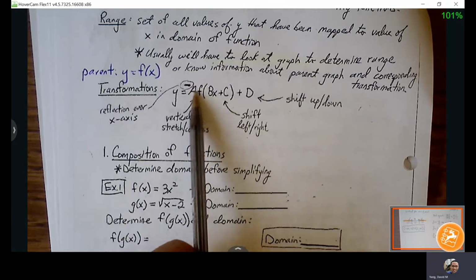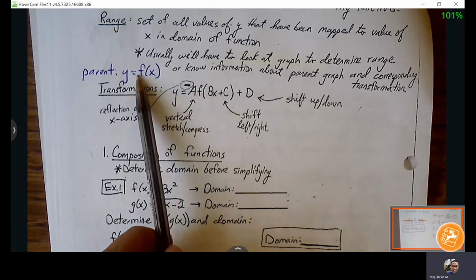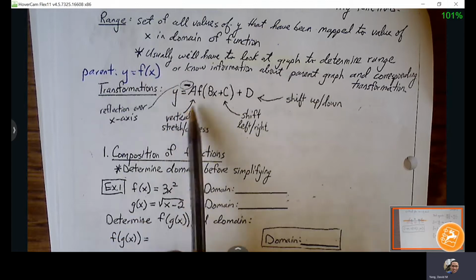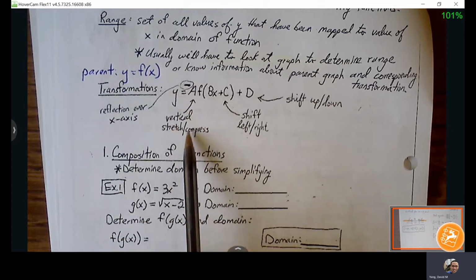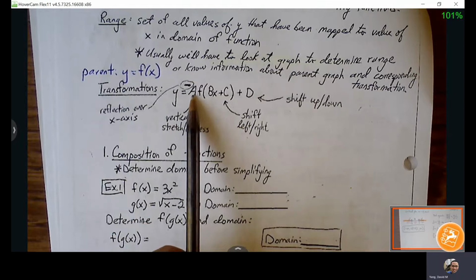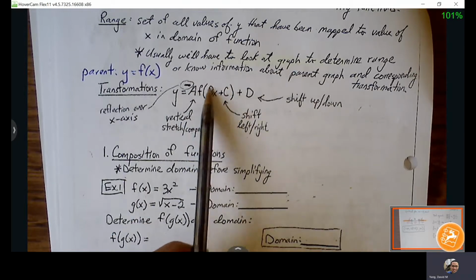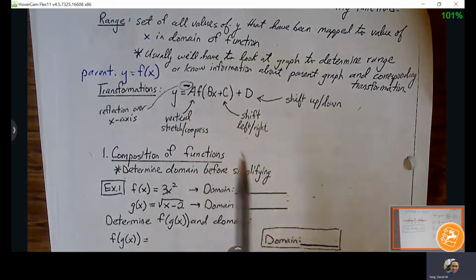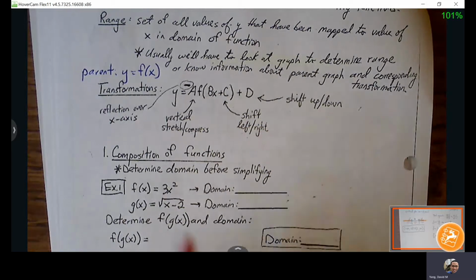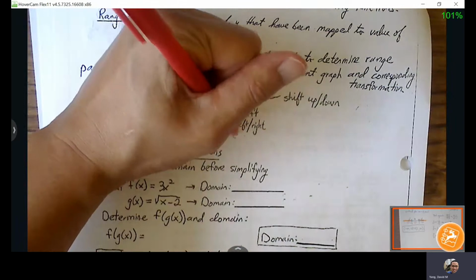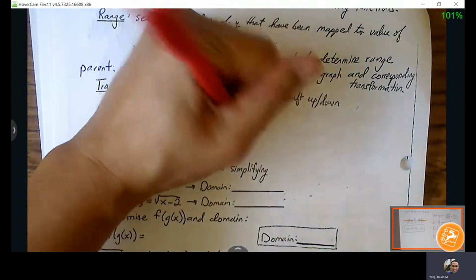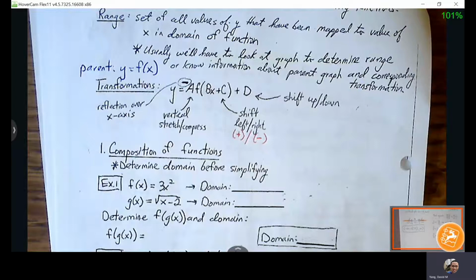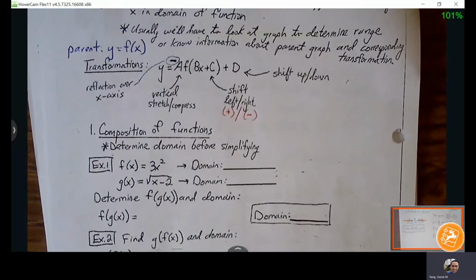Any coefficient that's sticking out in front of the parent function is going to stretch it. It's going to be a vertical stretch or compression, depending on whether that is a value greater than 1 or less than 1. Okay. Anything that is inside the function, well, we're not going to worry about that b value. That c value is going to end up shifting the graph either left or right. So you want to think opposites here. If you see a plus, it's going to shift the graph left. If you see a minus, it's going to shift the graph to the right by that many units.